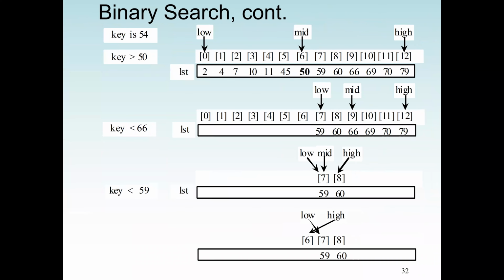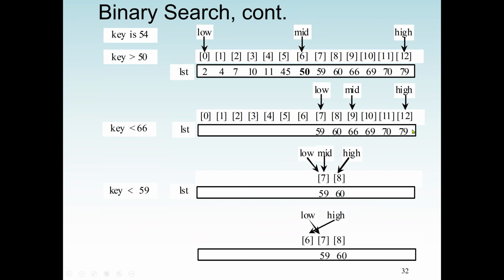Again, when we are searching for something, we want to know the location of the thing. So we're always going to return the index. And the same example we have here. The key is 54. So first thing, we divide into half. We look at the middle value at index 6, which is 50. No, 50 is less than 54. So we go to the right side.